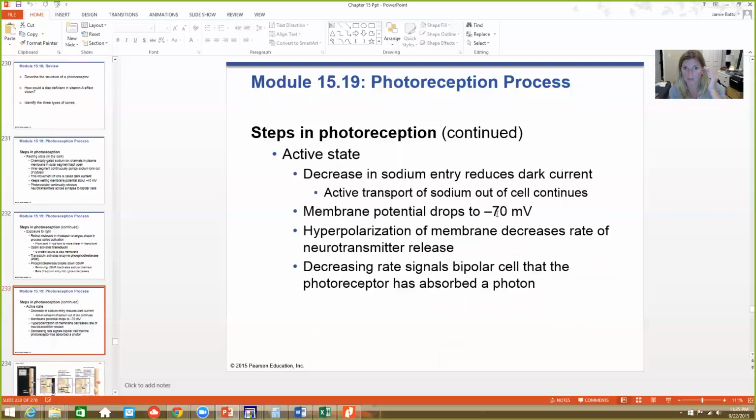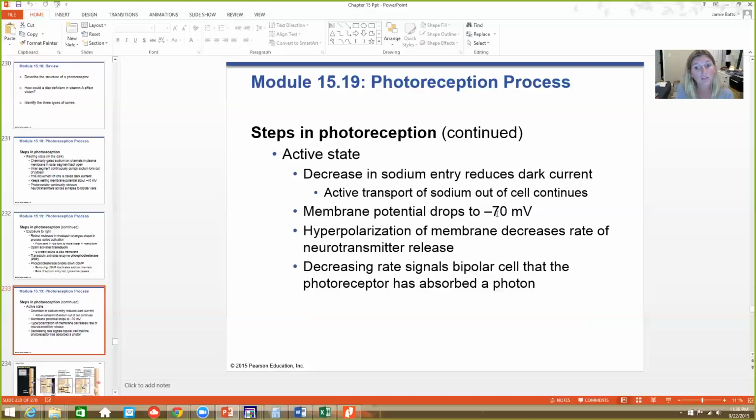So think about where we're going with this. Then we create this active state. This decrease in sodium is going to reduce the dark current. So active transport of sodium out of the cell is going to continue. We're going to continue to pump it out, but it's just not coming in anymore. So our membrane potential drops. We get to -70. This is hyperpolarization, right? When we go below our resting membrane potential, that's hyperpolarization. This hyperpolarization decreases the rate of neurotransmitter release.